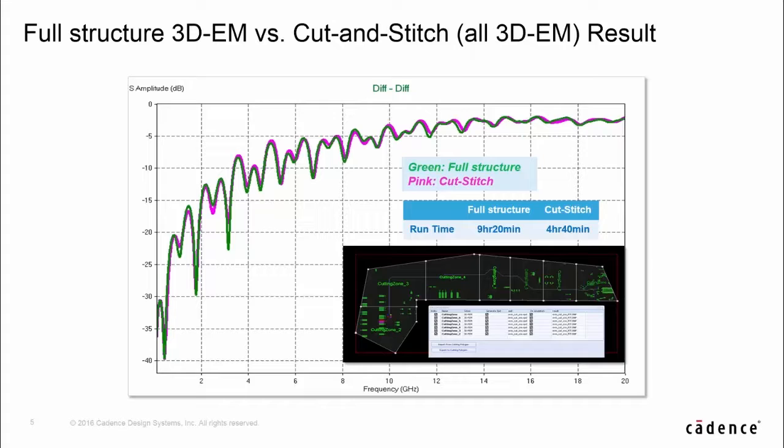In the cut-and-stitch simulation, there are 7 partitions cut and simulated with the 3D EM full-wave solver. On the full frequency range, both results are matching very well. The simulation time of cut-and-stitch is only half of the full structure.